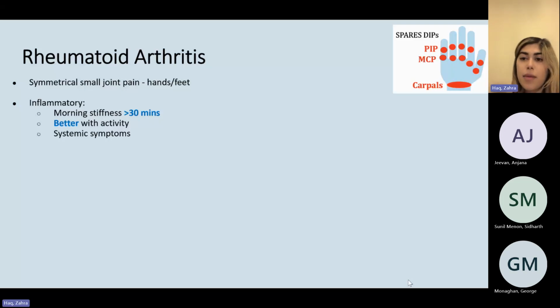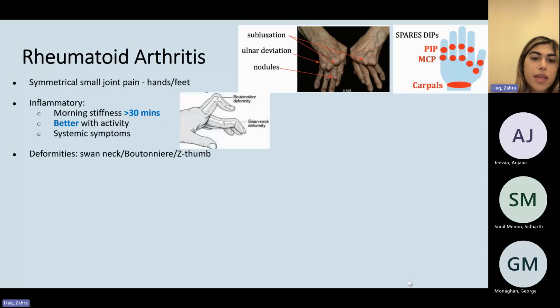So it spares the DIPs, mostly targets the PIPs and MCPs, and also the carpal joints. So we get two characteristic deformities, the boutonniere deformity and the swan neck deformity.